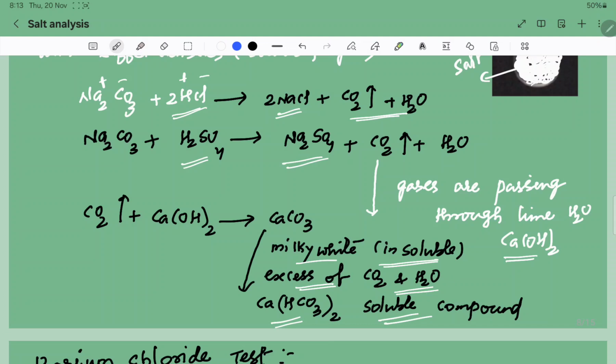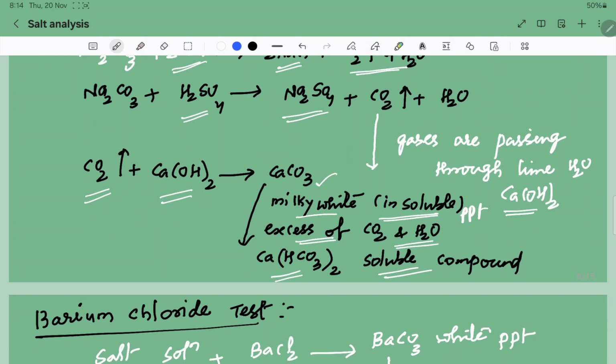So this is the general reaction, students. The released carbon dioxide treated with slaked lime or lime water gives calcium carbonate, a milky white insoluble precipitate. This insoluble precipitate, treated again with excess carbon dioxide and water, gives calcium bicarbonate as a soluble compound. So this is the test for carbonate.